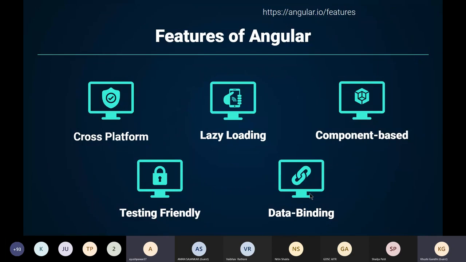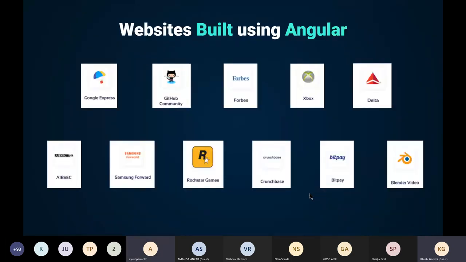Then, for example, if we look at these websites that are built using Angular, there are many popular websites. As you can see, there is Google, Express, GitHub, Community, Forbes, and etc.